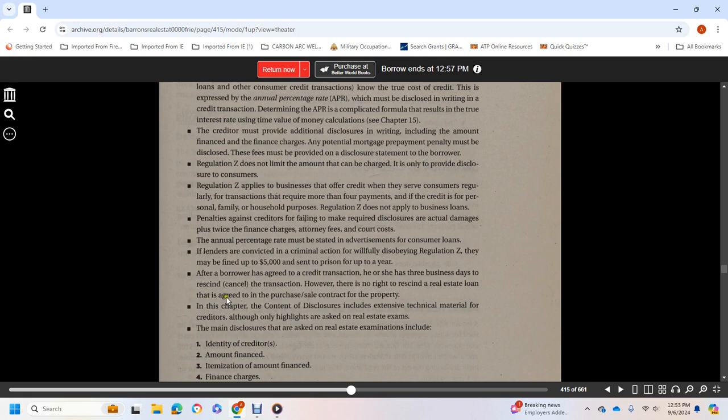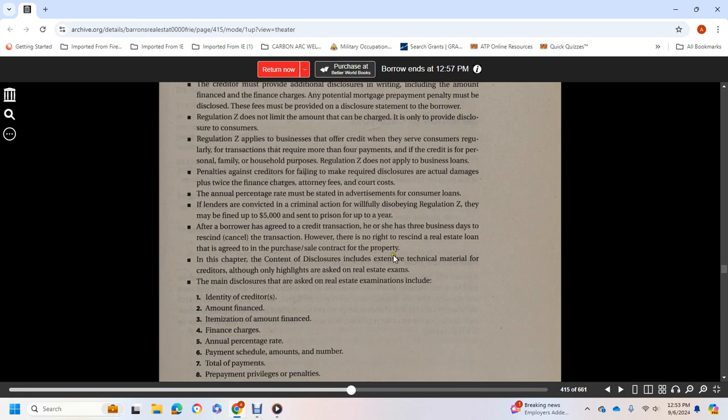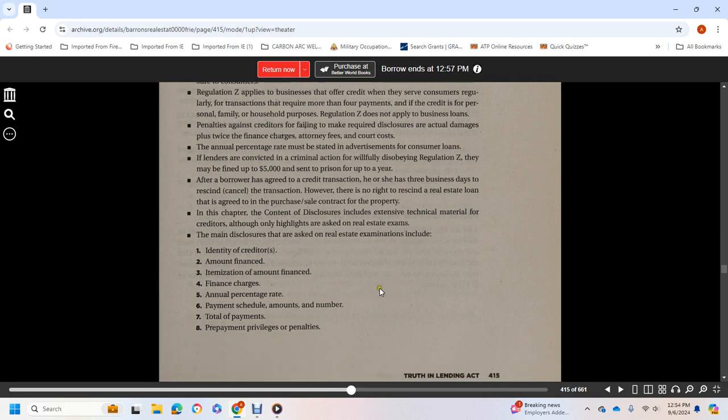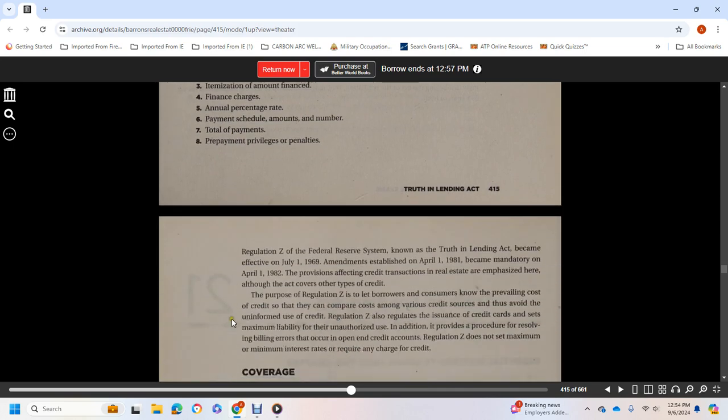However, there is no right to cancel when the real estate loan has been agreed to purchase the property under a sale contract. In this chapter, the content of disclosure includes extensive technical matter for the creditor, although only the highlights are asked on the real estate exam. The main disclosures asked on the exam include identity of the creditor, amount financed, itemization, finance charge, annual percentage rate, payment schedule, amounts, number, total payments, and prepayment privileges.